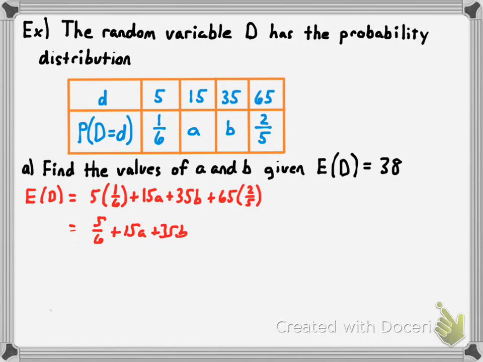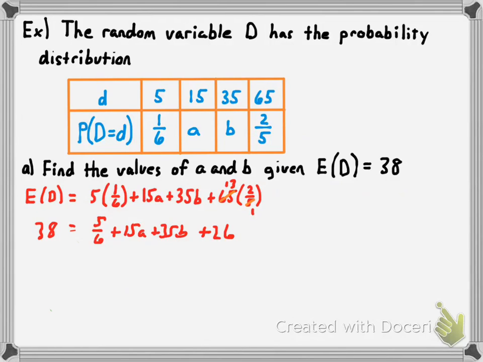plus, now if we do a little canceling over here, cancel the 65 and the 5, gives me a 13 and a 1, so plus 26. And we're also going to go ahead and replace the expected value with what we know it to be, 38.